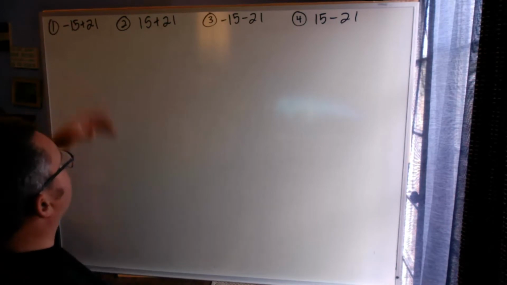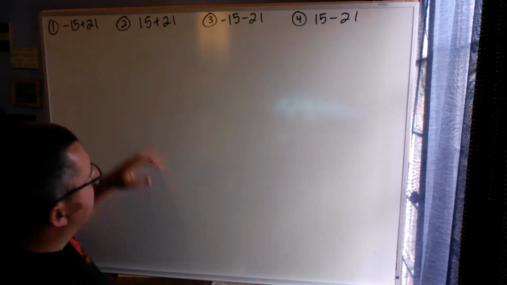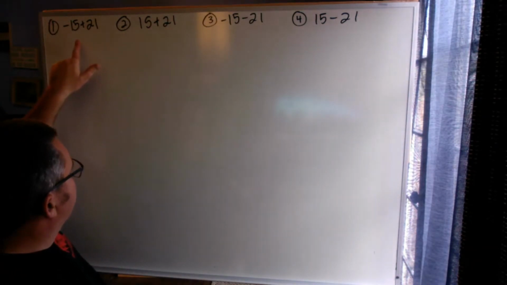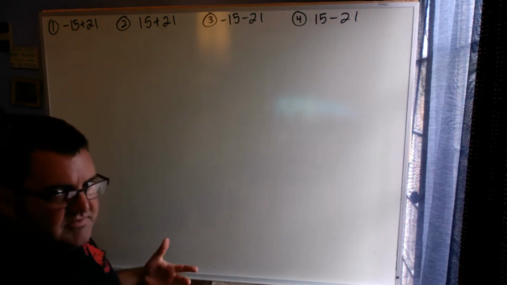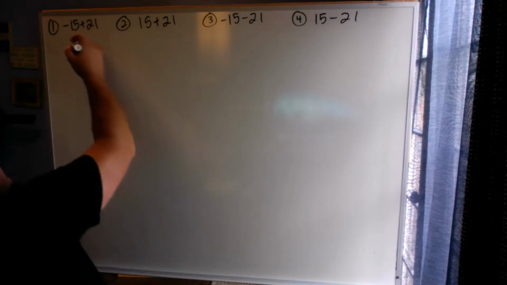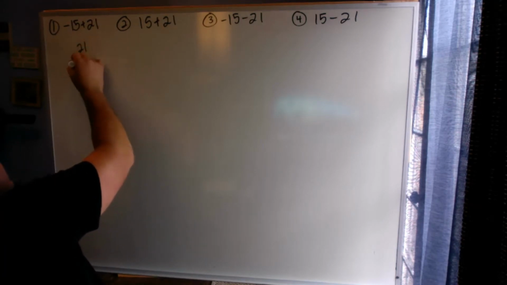Okay, number 1, negative 15 plus 21. We've got a negative 15. We have a positive 21. Those signs are different. So we're going to tell ourselves it's just the largest minus the smallest.